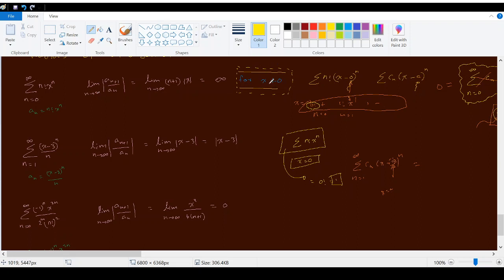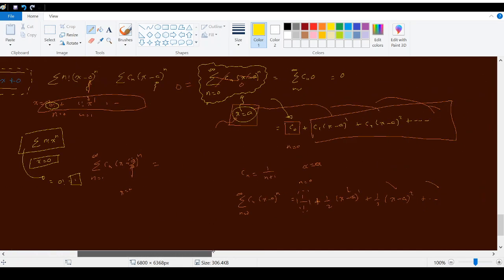Other than that, for all the x values, the limit from the ratio test will be equal to infinity, which is greater than 1. Therefore, the theory of the ratio test says that the series diverges. So as a summary, what we should have in mind is that this series will diverge for all x values which are not equal to 0. 0 is the center point.